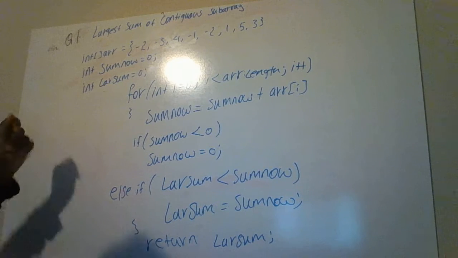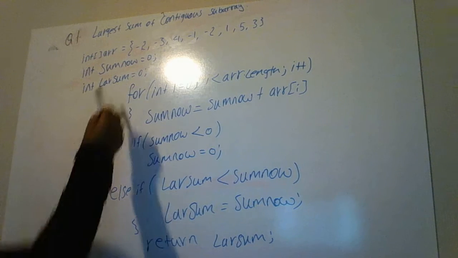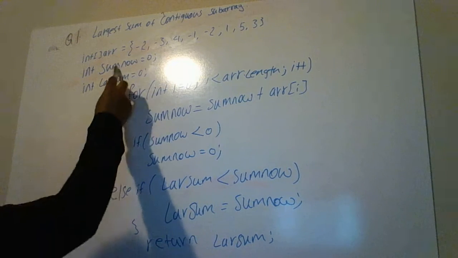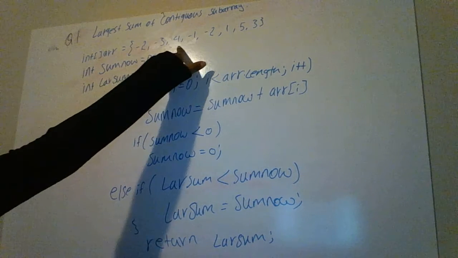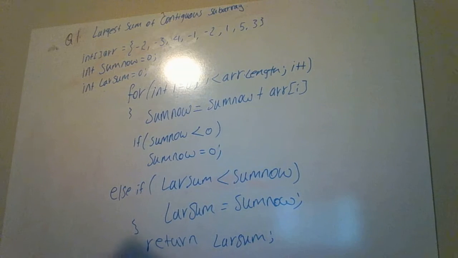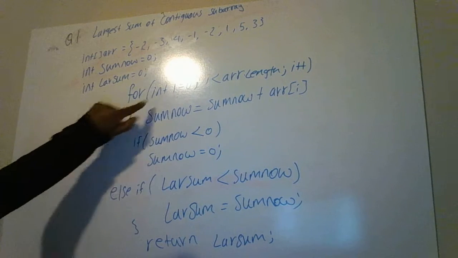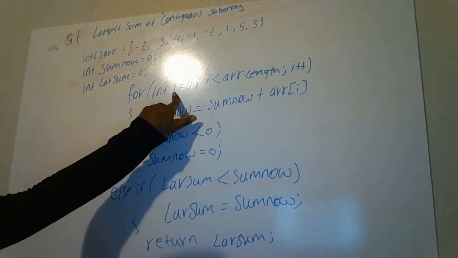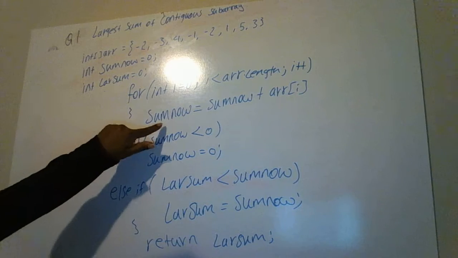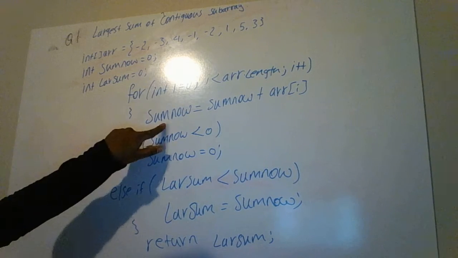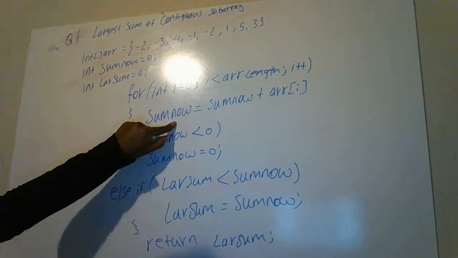For this problem, first I declare two variables, which are sum now and the largest sum. These are the two variables that are going to track my sum when I add the numbers in the array. And then right here I have a for loop where i starts from 0 and goes all the way to the end. In this line, on the sum now, I'm going to add each element in this array and put it in the sum now.